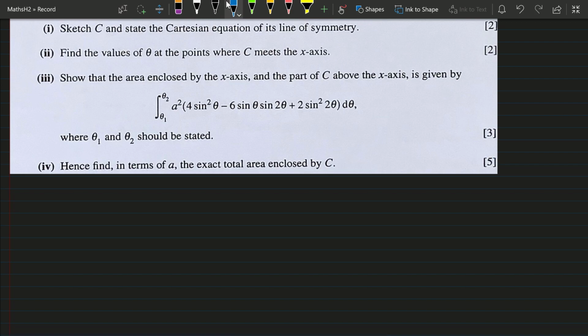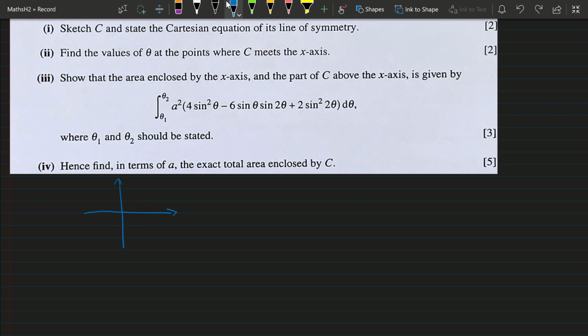Okay, X and Y, sketch C, they mean put it in terms of the X and Y axis. I apologize, I don't have a ruler, so it's really hard for me to draw nicely. As I was saying, this is a very typical cardioid. So it looks something like this, but actually this is not good enough.